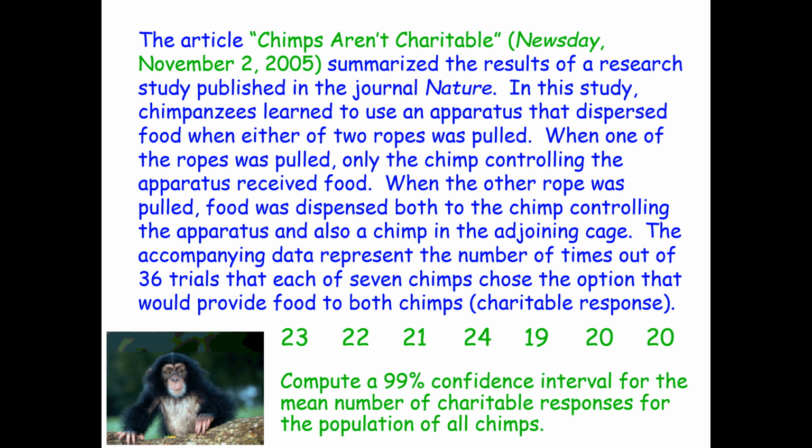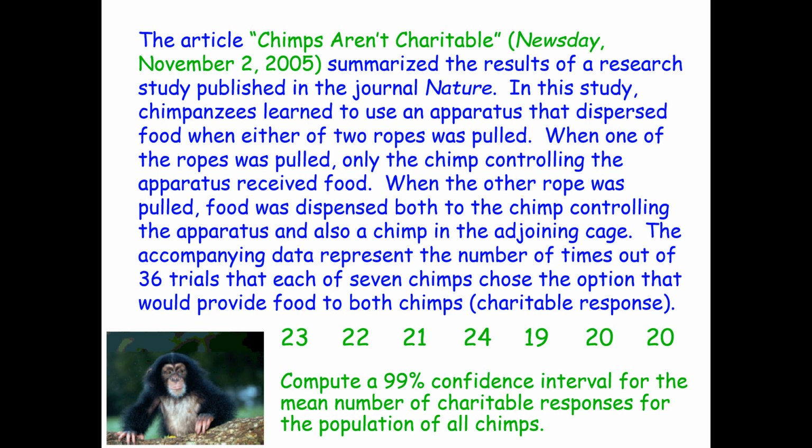So the article "Chimps Aren't Charitable" summarized the results of a research study published in the journal Nature. In this study, chimpanzees learned to use an apparatus that dispersed food when either of 2 ropes was pulled. Now, when one of the ropes was pulled, only the chimp controlling the apparatus received food. And when the other rope was pulled, food was dispensed both to the chimp controlling the apparatus and also a chimp in the adjoining cage. The accompanying data represent the number of times out of the 36 trials that each of 7 chimps chose the option that would provide food to both chimps, a charitable response.